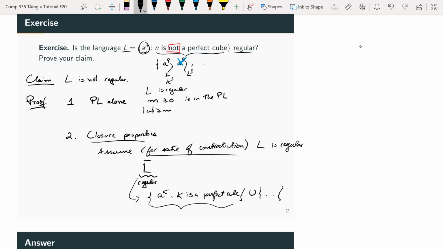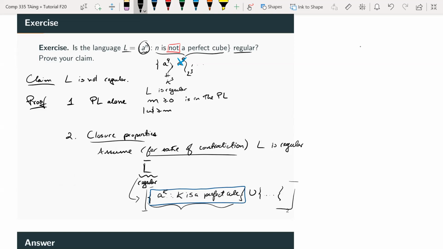And this should be sort of coming back to you, that we did an exercise like this in the previous tutorial, where we showed that a language like this was not regular. So that's going to be a hint, okay? Because right now L complement is essentially the union of these two languages. So what we want to do now is apply another operation to L complement so that I can isolate essentially only this guy. Okay, and that's what I'm going to do.